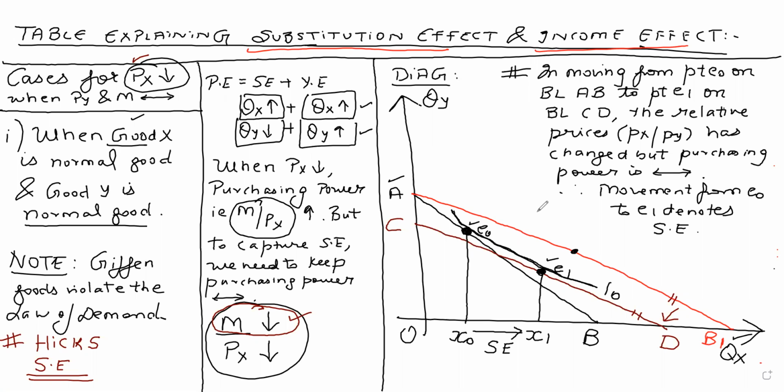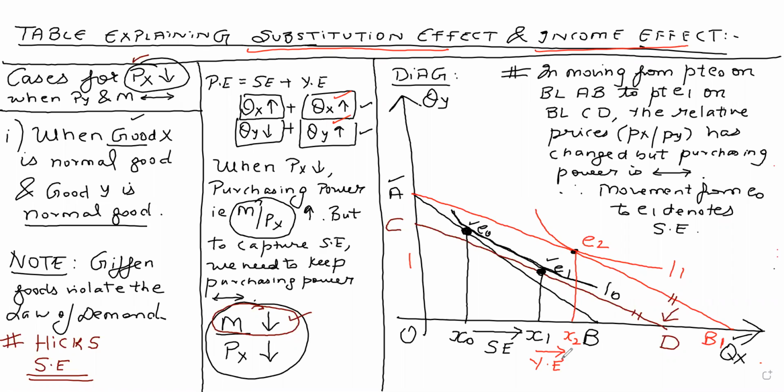So you can see the red indifference curve now. When we are moving from E1 to E2, good X is also rising, and good Y is also rising. So our table is matching. That means movement from E1 to E2 denotes what? Movement from E1 to E2 denotes the income effect.